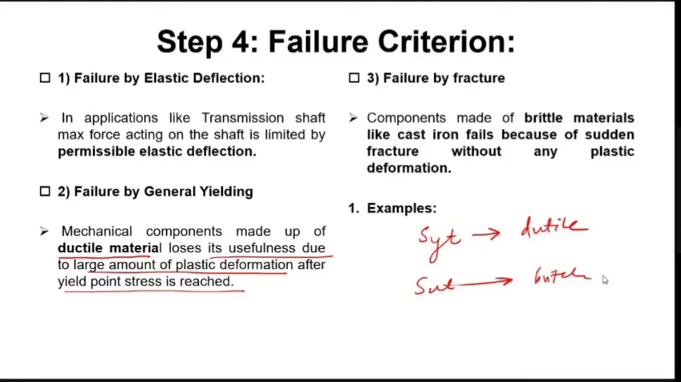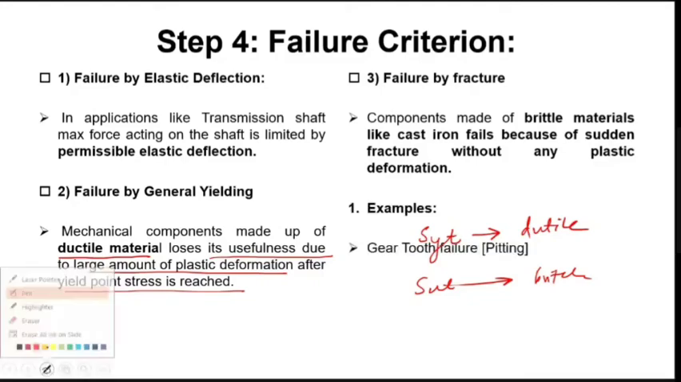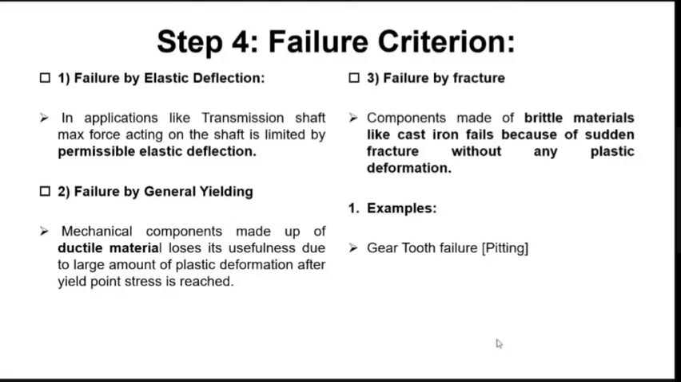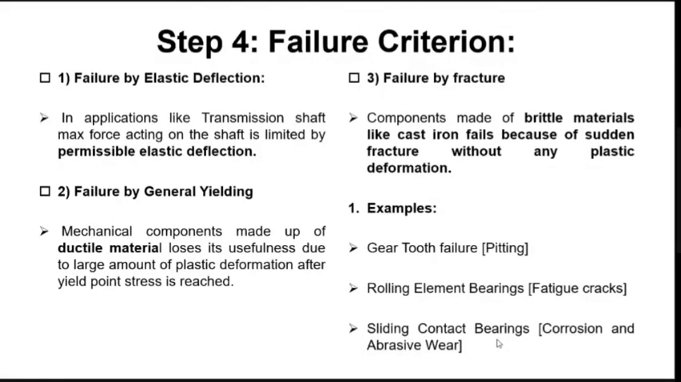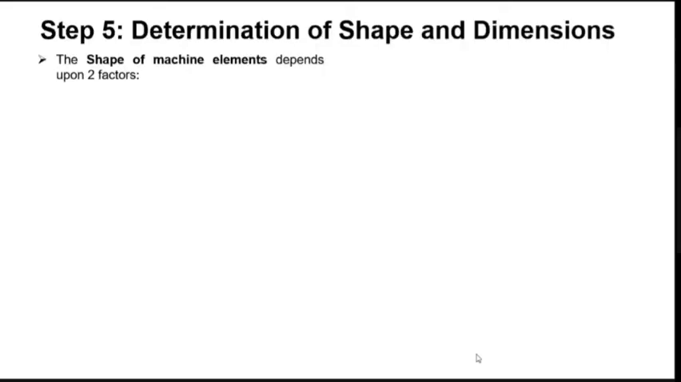Is it clear? Okay. In the next lecture we'll understand more. Let me finish this example. For example, gear tooth failure by pitting, rolling element bearings by fatigue cracks, sliding contact bearings by corrosion and abrasive wear. These are some more failure criteria, other than the three. I hope you have understood this. And the last step is the determination of shape and dimensions. We will discuss it in the next lecture.